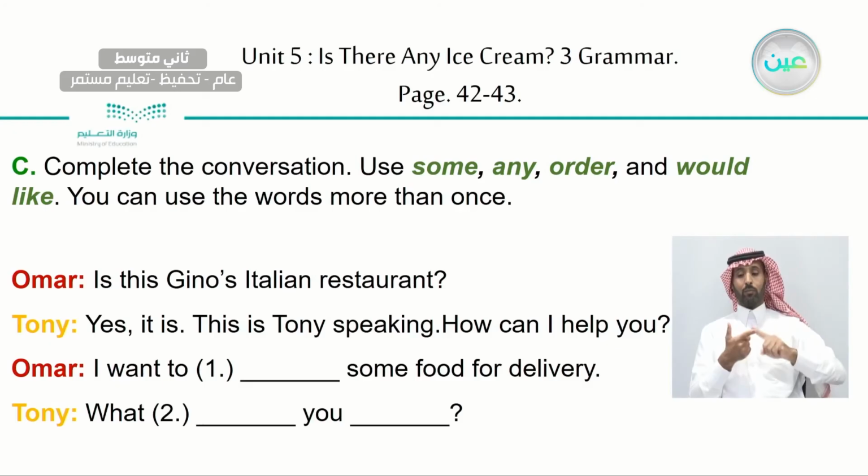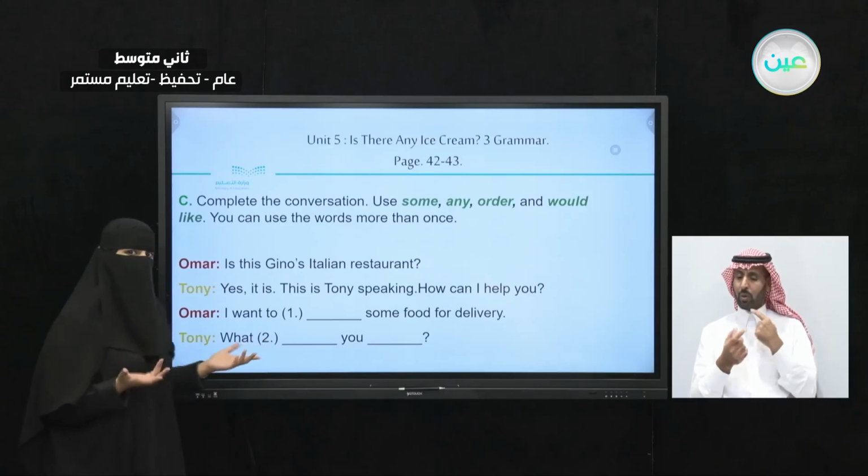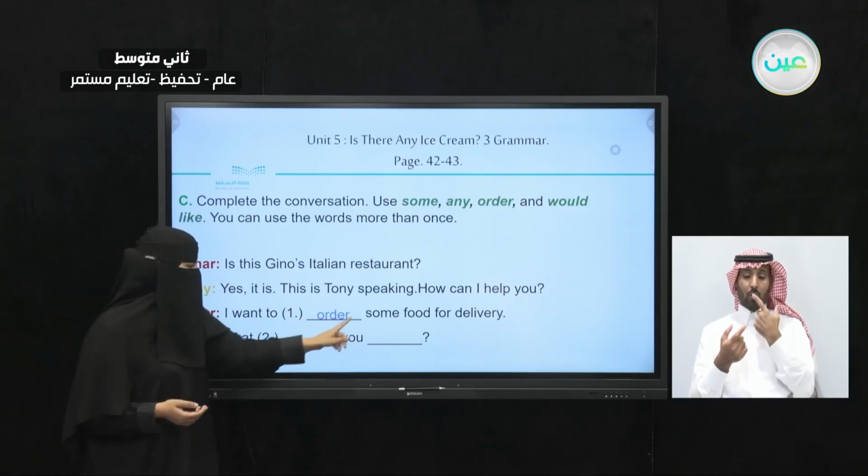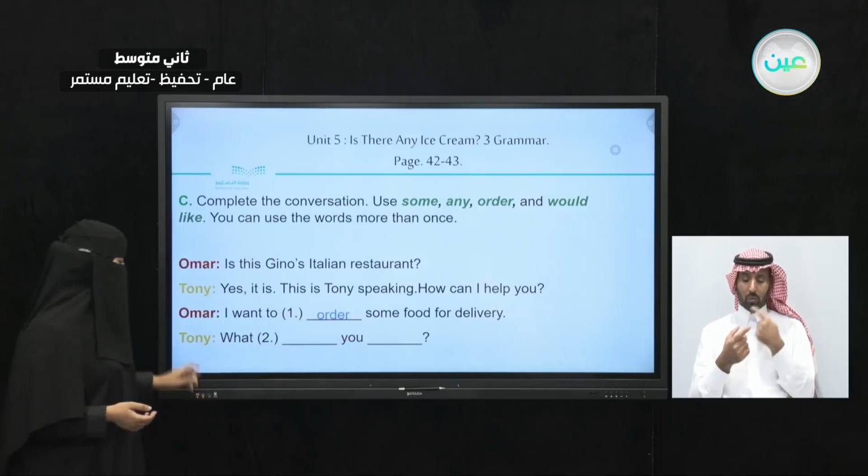Omar said, "Is this Giano Italian restaurant?" Tony said, "Yes, it is. This is Tony speaking. How can I help you?" Omar said, "I want some food for delivery." Which word is the suitable one? Some, any, or order? So it looks like it's a phone call, right? So he's asking, is this the restaurant? And he said, yes, what would you like to order? So the correct answer here is, I want to order some food for delivery.